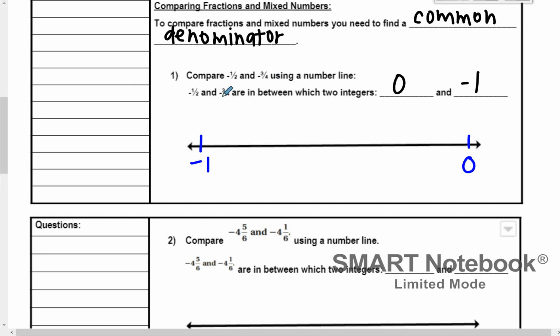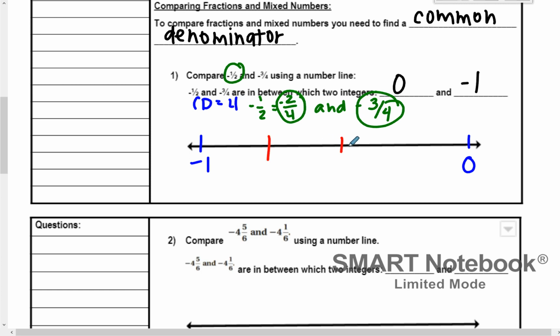So we need to find that common denominator. That common denominator between 2 and 4 is going to be equal to 4. Okay, so first things first, we need to make negative 1/2 out of fourths. Negative 1/2 equals something out of 4. It's going to be a negative. To go from 2 to 4, we multiply by 2. So we do 1 times 2 to get negative 2/4. Okay, and then we have negative 3/4. So we now have a common denominator. We need to split this line up into 4 equal parts, which means 3 tick marks. 1, 2, 3.